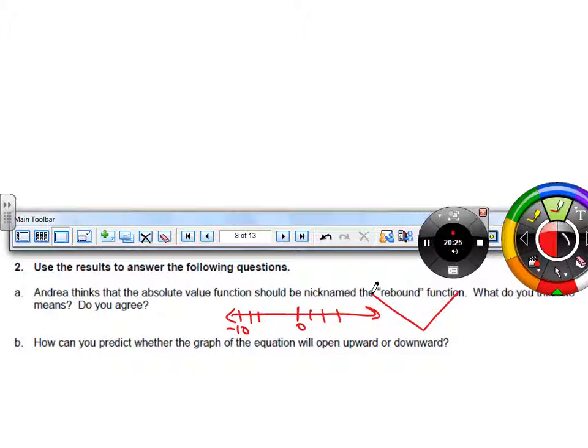Yes, Alex? All right, how can you predict whether the graph of the equation is upward or downward? Yes, Raven. Good. So if A is positive, and mathematically you're going to see that written as being compared to 0, if A is greater than 0, we would expect upward. If A is less than 0, we would expect downward. If A was equal to 0, you would no longer have an absolute value function, which is why we don't include that case. Okay?